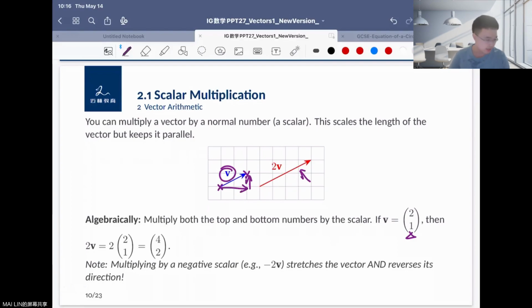And also, the second vector, 2v, can be represented as (2×2, 2×1), right? And here you can find the vector exactly moving to the right for 4 units and then moving upward for 2 units. So that can be written as (4, 2). That is scalar multiplication.